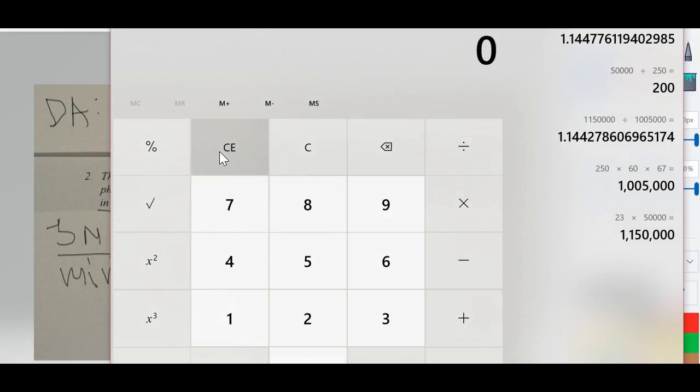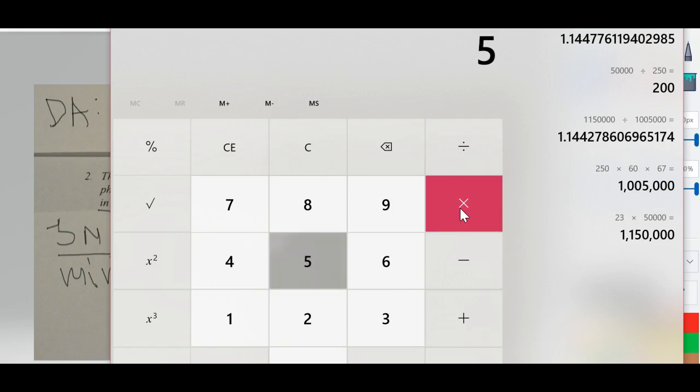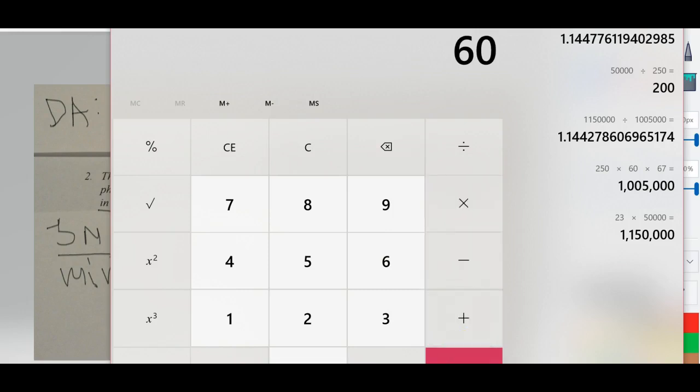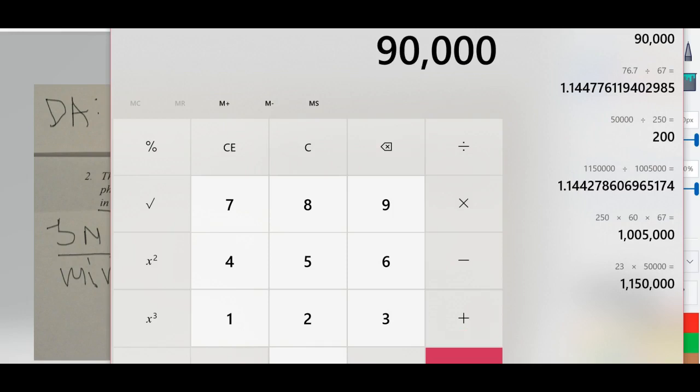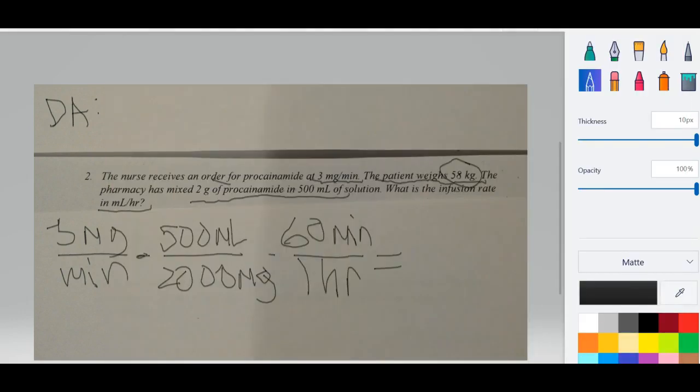So we have 3 times 500 times 60 equals 90,000. And what do we have 90,000 of? We have 90,000.